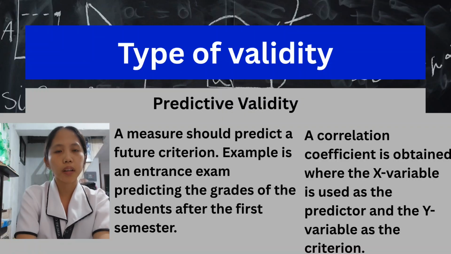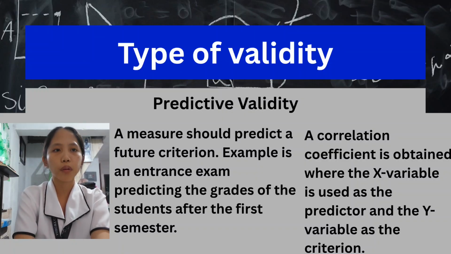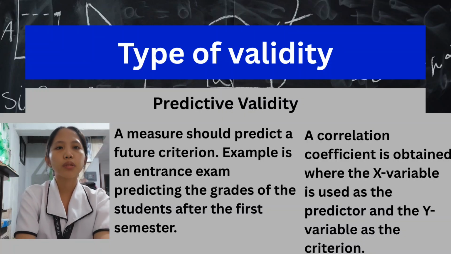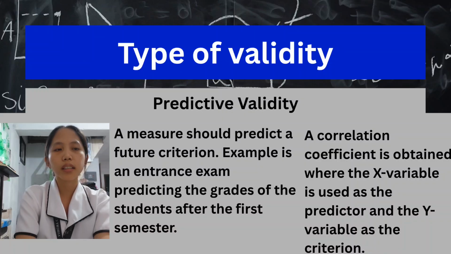Let's have an example, yung entrance exam sa isang university. For example, a student takes an entrance exam before entering a school. Then after ng first semester, we check their grades. If the students got high entrance exam scores and also tend to have high grades, then the entrance exam has good predictive validity. Why? Because its results were able to predict their future academic performances.